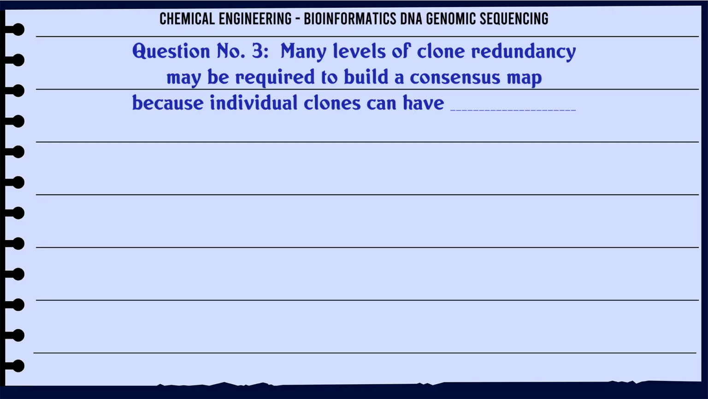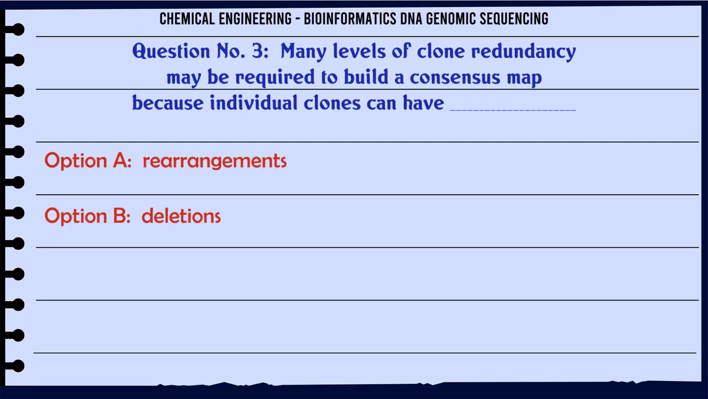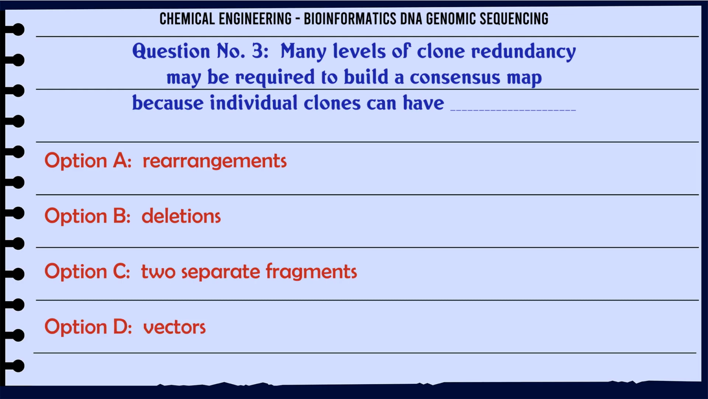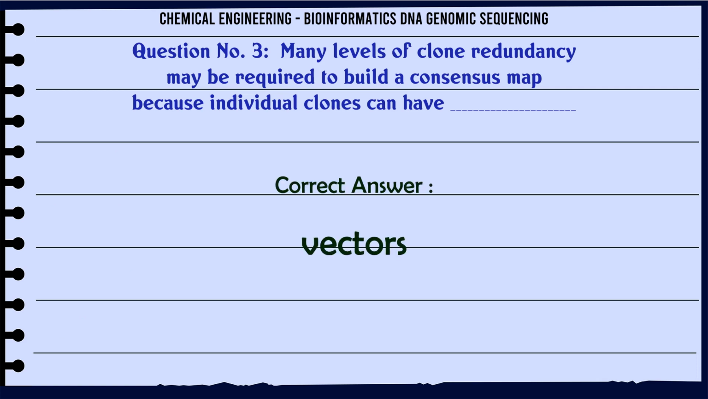Many levels of clone redundancy may be required to build a consensus map because individual clones can have A. Rearrangements, B. Deletions, C. Two separate fragments, D. Vectors. The correct answer is vectors.